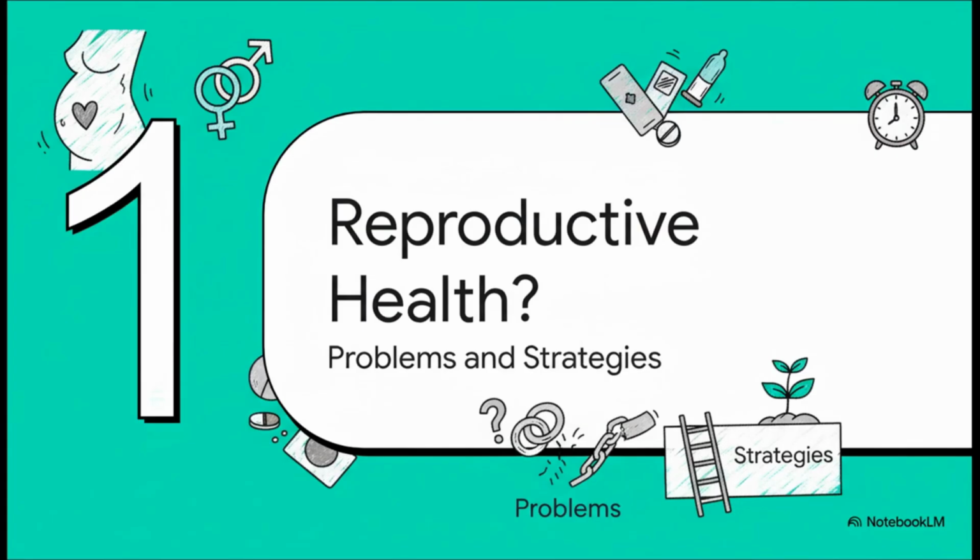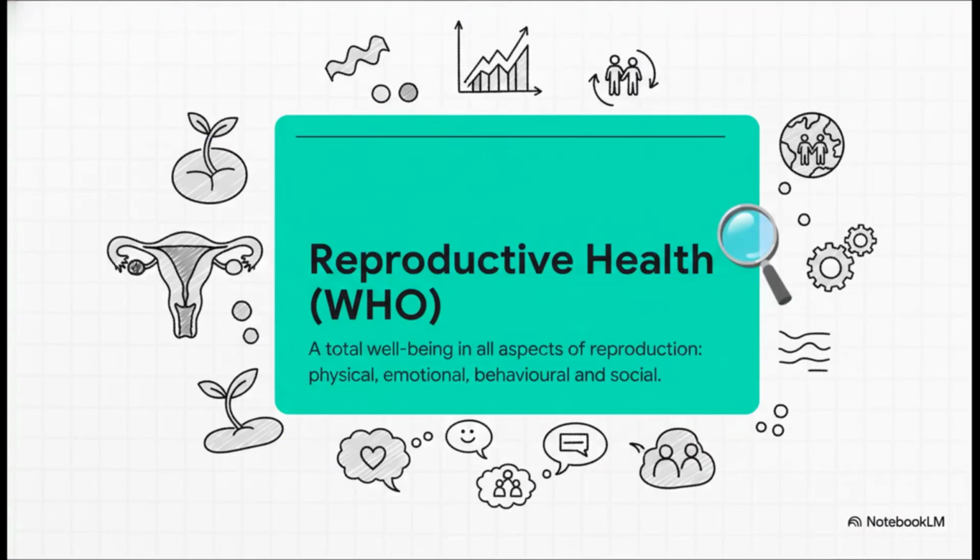First things first, let's lay down a solid foundation. We need to understand what reproductive health actually is, what kinds of problems we face, and what strategies have been put in place, especially here in India, to tackle them. Okay, so the World Health Organization, the WHO, gives us a really broad definition, and this is key. Reproductive health isn't just about the physical stuff, having healthy organs. It's a state of total well-being. That means it includes the physical, emotional, behavioral, and social aspects of reproduction. So a reproductively healthy society is one where people can not only have children, but they also have the knowledge, the freedom, and the emotional support to make smart, responsible choices about it.